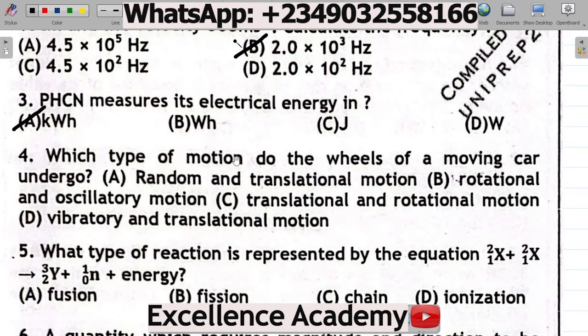Question 4 says, which type of motion do the wheels of a moving car undergo? A, rotational and translational motion. B, rotational and oscillatory motion. C, translational and rotational motion. D, vibratory and translational motion.